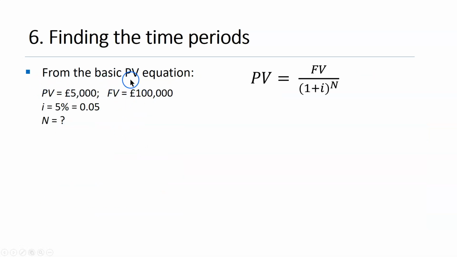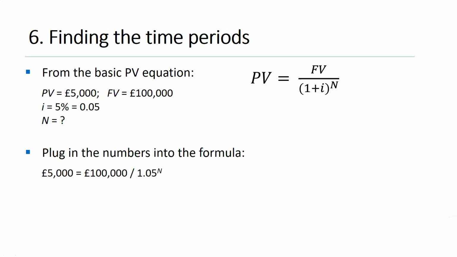From our basic present value equation, which we've learned in the beginning of this lecture, we can plug in our numbers. Our present value, what we have at the moment, is £5,000, our current balance in a savings account. We need it to grow up to £100,000. Interest rate i is 5%, 0.05. We need to figure out the number of years.